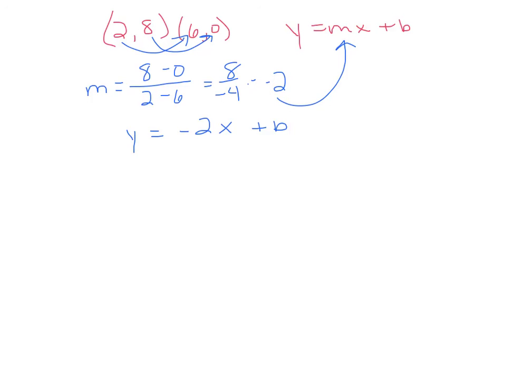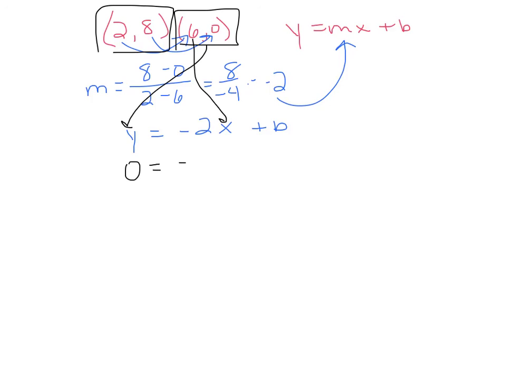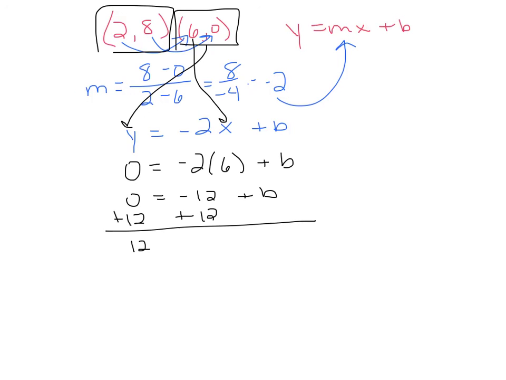Now we can pick either of these 2 points here to put in for x and y. Because that has a 0, I don't know, it just seems like that's the one I should do. So I'm going to go 0 is equal to -2 times 6 plus b. Even though I picked 6, 0, you might have picked 2, 8, and that's fine. You should end up with the same answer. We'll add 12, and because it's 0, nice and easy. So b is 12. Final equation, y equals what? Our slope, -2, and then our y-intercept, 12. Nice job.